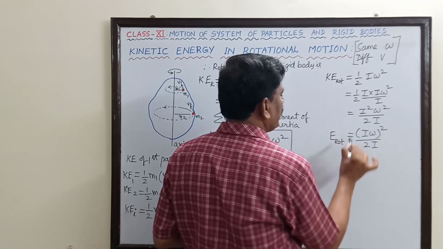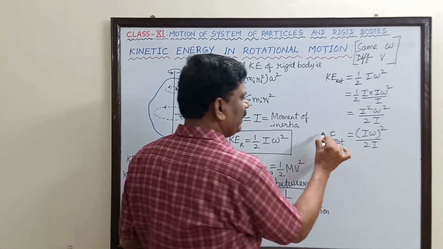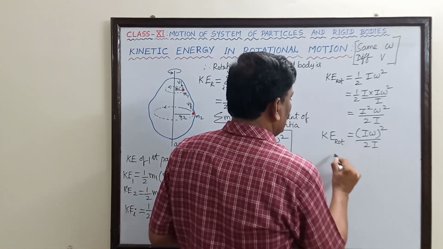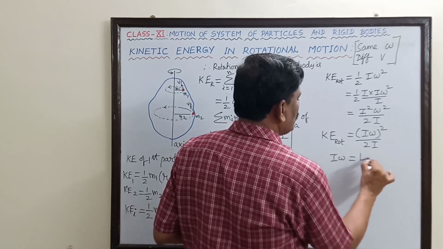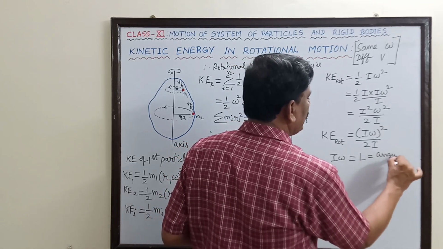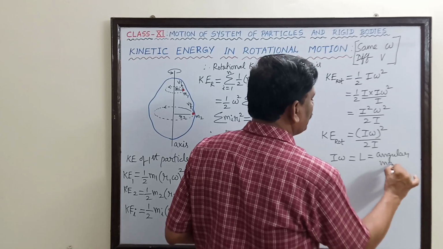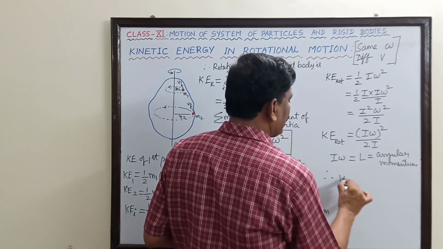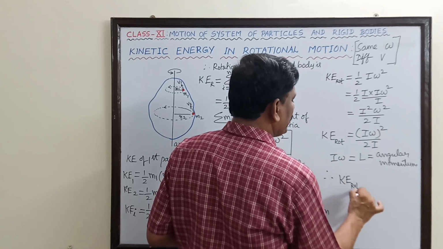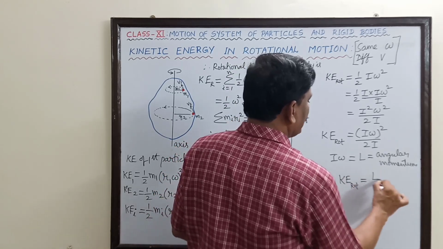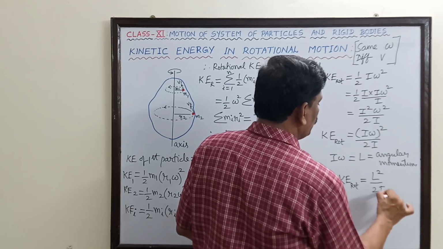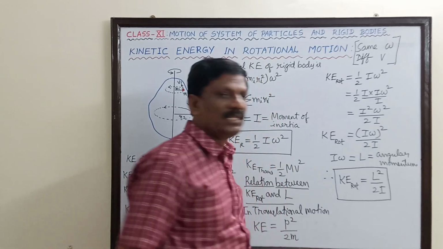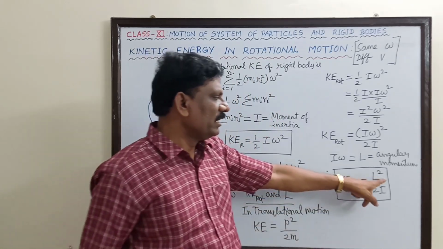So left hand side is what? Kinetic energy of rotation. Okay, you can write KE also, no problem. E rotation also is correct. So I omega is equal to what? L. This only is equal to angular momentum. Therefore, we have proved that the kinetic energy in rotation is equal to L square divided by 2I. So this is the expression relating the rotational kinetic energy and angular momentum.